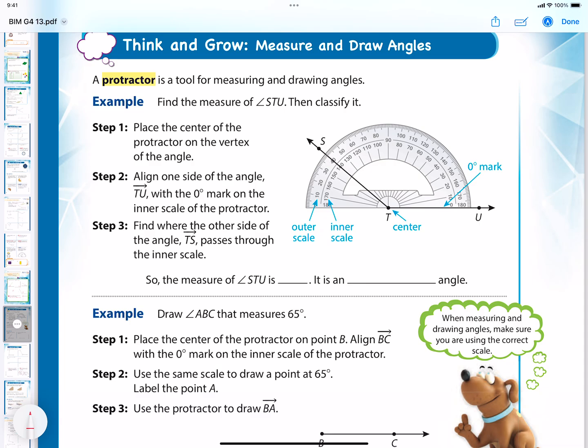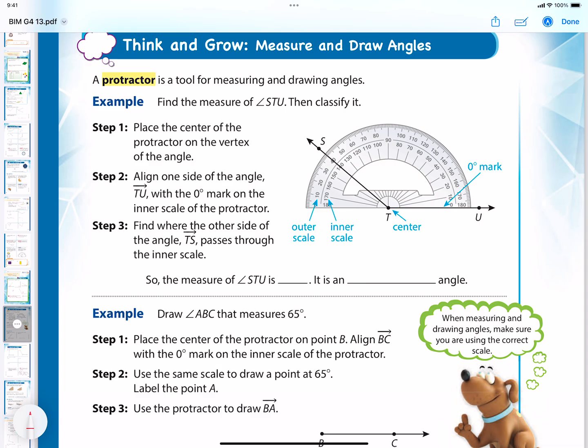Step 1, place the center of... we did it already, right? Yeah, steps 1 to 3, we read it already, so I'm not going to read it again. But if you need to read it again, please pause the video and then read it, okay? It's okay, you can always read more and more.